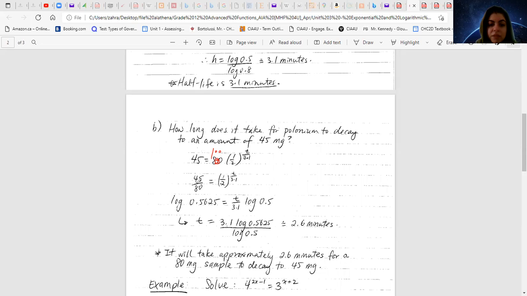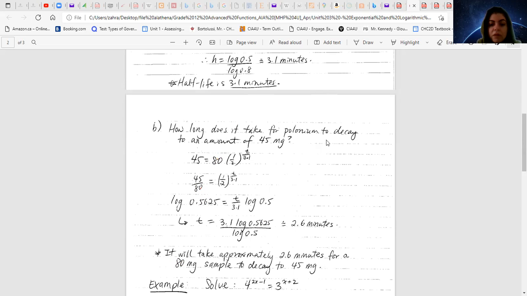So divide both sides by 100. So this 45 divided by 100, you do, and this will be 0.45. You put the log in front of both sides. You bring the power in front. Then you rearrange for time. Just select that because it's a typo here. It should be 0.45. Then you use your calculator, give you the time it takes for 80 to decay to 45 milligram.